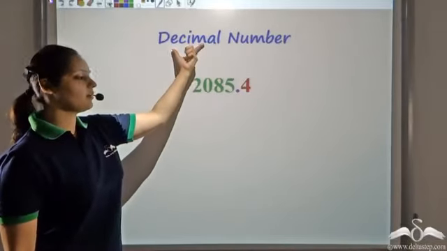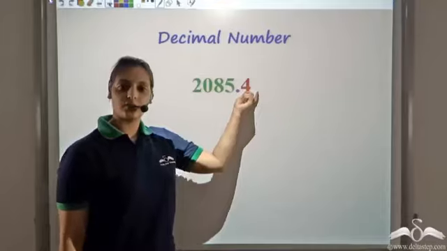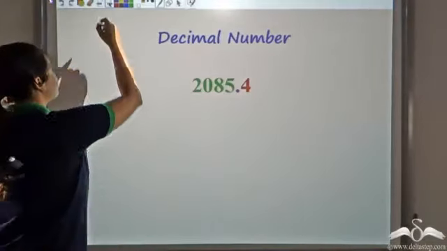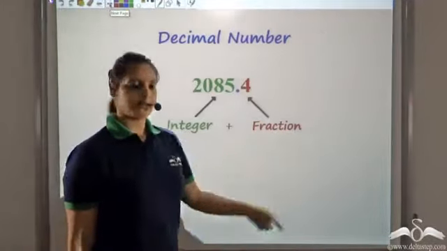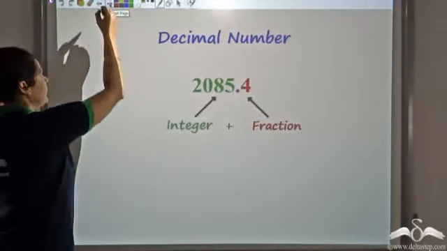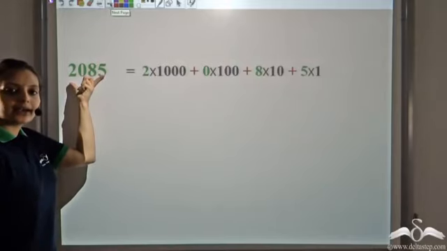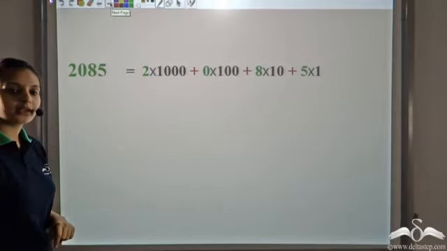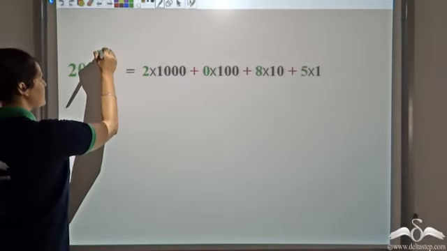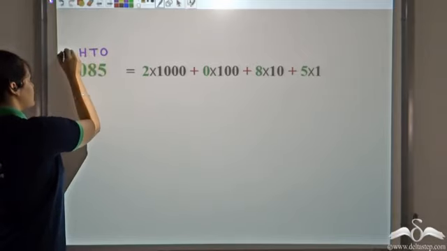So this decimal number in fact has both. This is the integer part and this is the fractional part or the decimal part. So integer plus fraction or decimal, this is what we get. And we've seen how to expand any number in our number system. So let's say we have a number 2085. This is ones, this is tens, this is hundreds, and this is thousands.